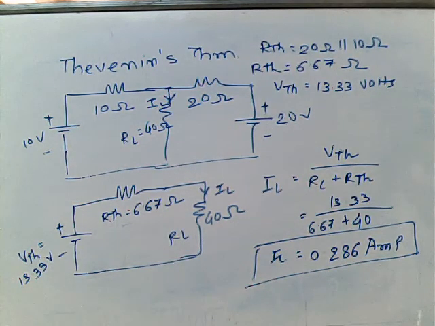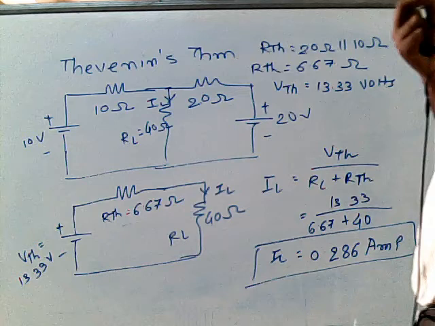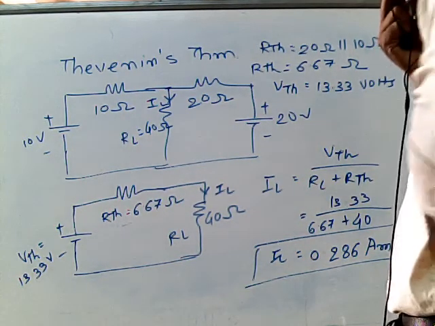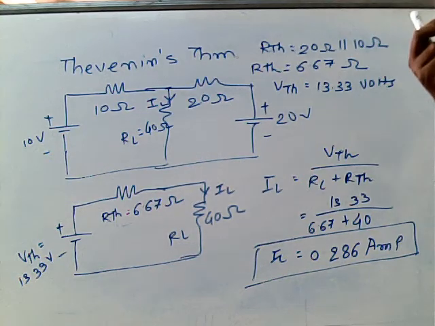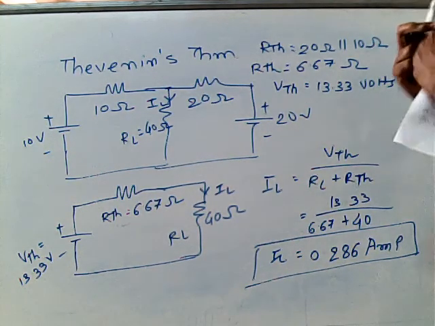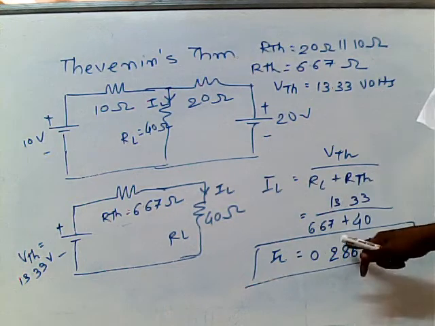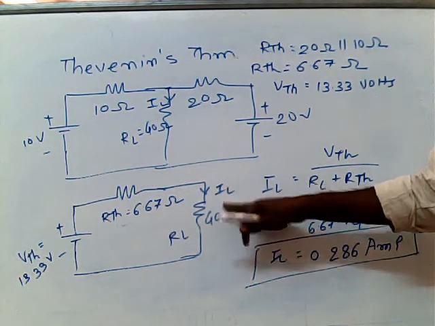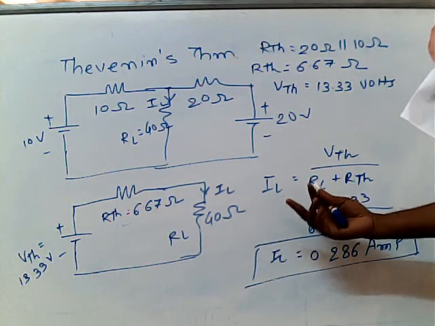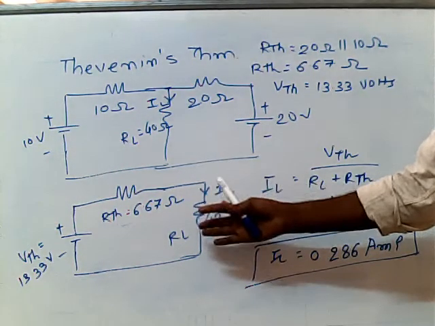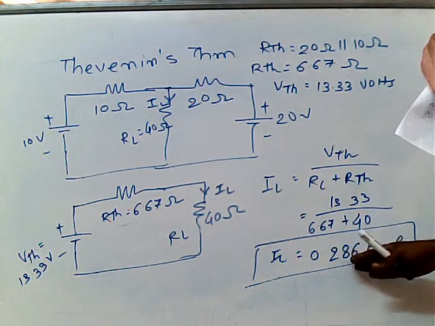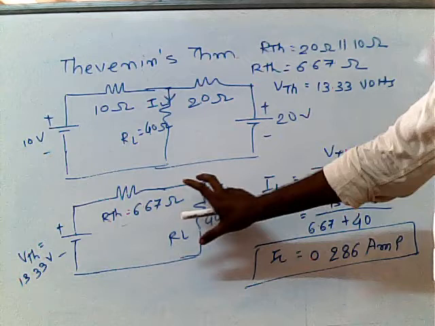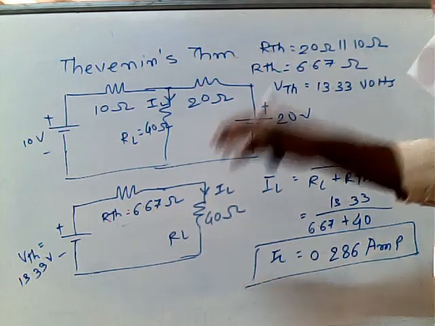The next step is to replace the whole circuit by VTH in series with RTH. The load resistance that we removed in the first step is connected again to the Thevenin circuit. So we get this circuit, and by applying Ohm's law we can find the current through this resistance. If we want to find the voltage across the resistance, we can apply the voltage divider rule, or simply multiply this IL with 40 to get the voltage across RL.